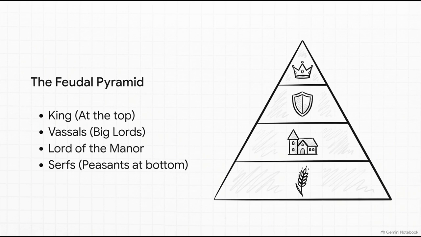To memorize this hierarchy for your exams, just use the mnemonic KVALS. That's king, right up at the very top; vassals, the big powerful lords right beneath him; a lord of the manor below them; and serfs or peasants down at the very bottom. So the king granted land downwards, and in return, loyalty, military service, and labor flowed right back up the pyramid.